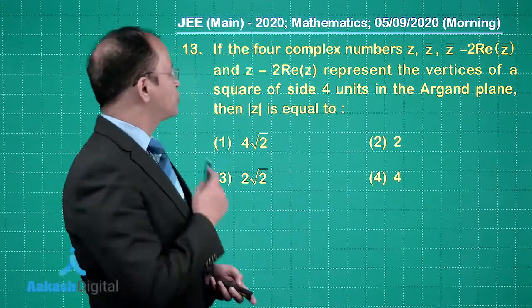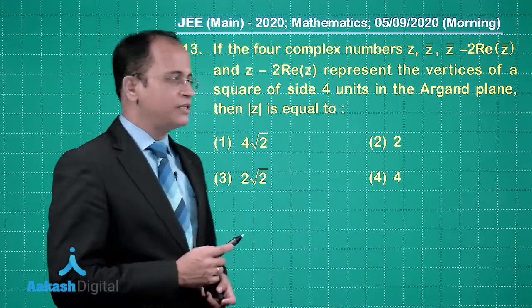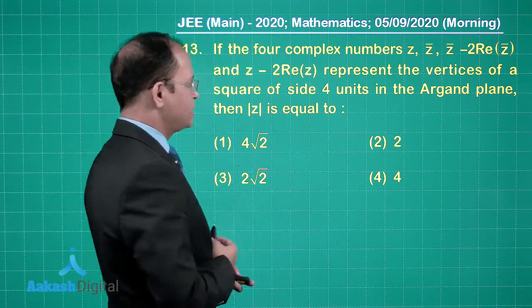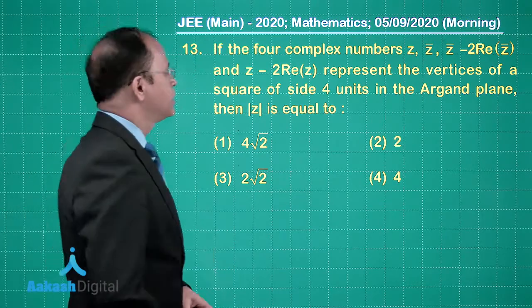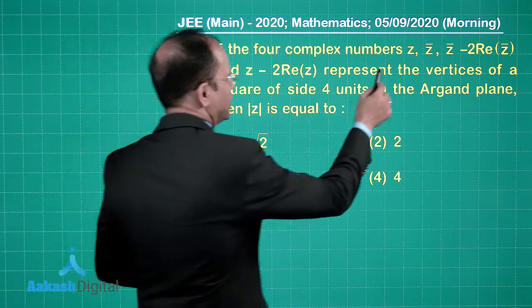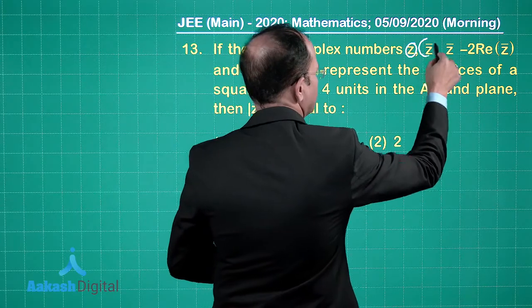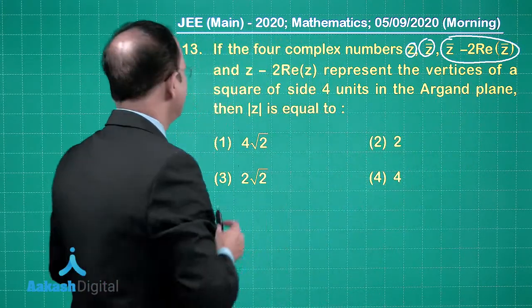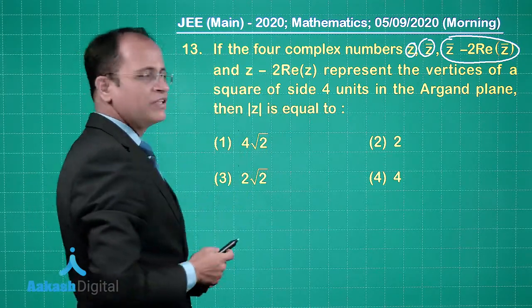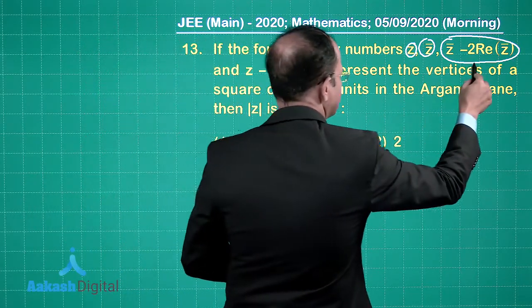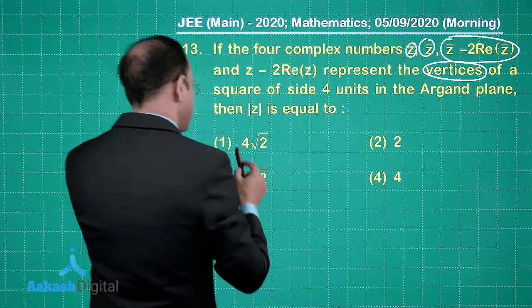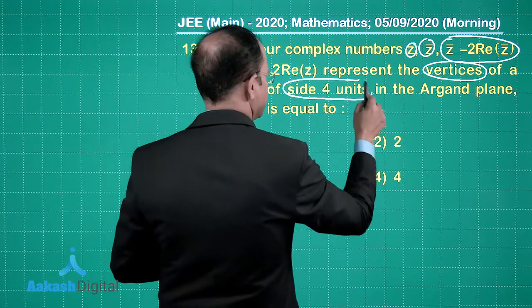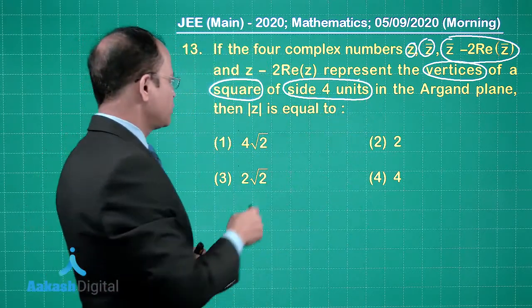Now friends, let's talk about question number 13, a very interesting problem based on complex numbers. A bit of geometry is used, but a very easy concept is involved here. If the 4 complex numbers z, z conjugate, z conjugate minus twice the real part of z conjugate, and z minus twice the real part of z represent the vertices of a square of side 4 units, then mod of z is equal to what?